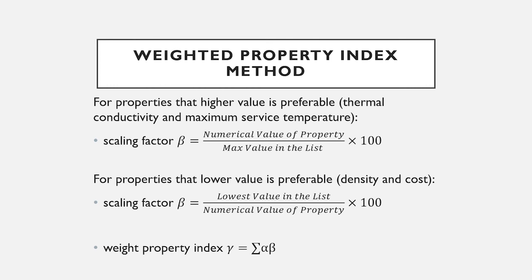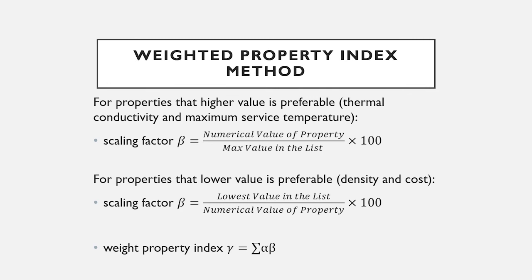In this method, we first need to calculate the scaling factor. For properties where a higher value is preferable, that is, in our case, thermal conductivity and maximum service temperature, the scaling factor is calculated by using the numerical value of the property divided by the maximum value in the list and then multiplied by 100. For properties where a lower value is preferable, that is, in our case, density and cost, the scaling factor is calculated by the lowest value in the list divided by the numerical value of the property and then multiplied by 100.